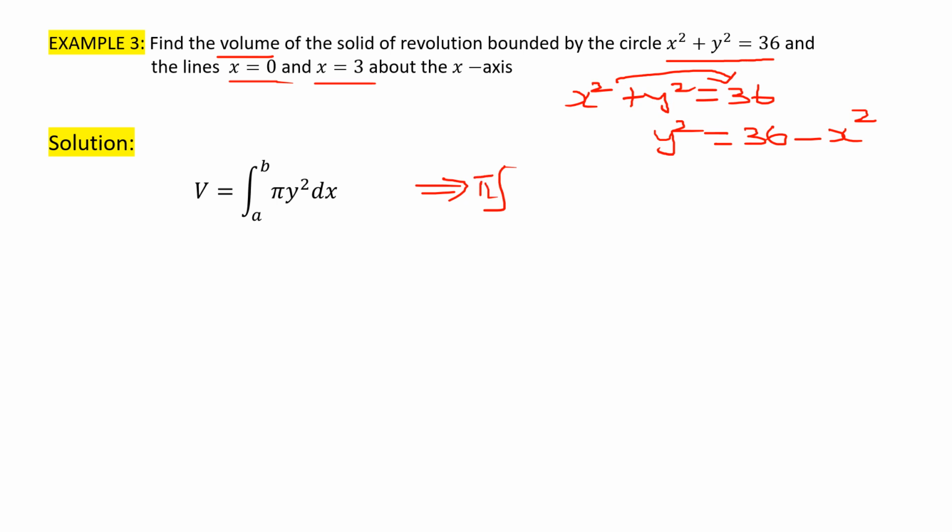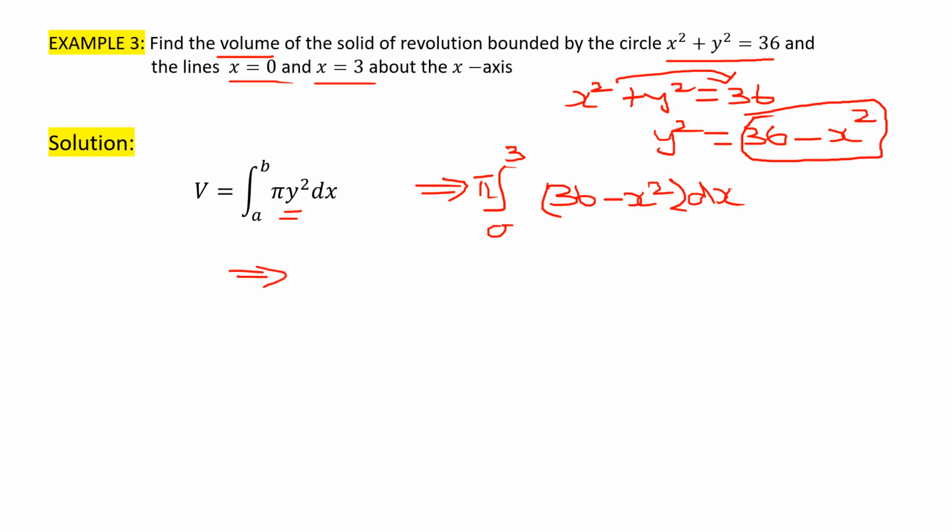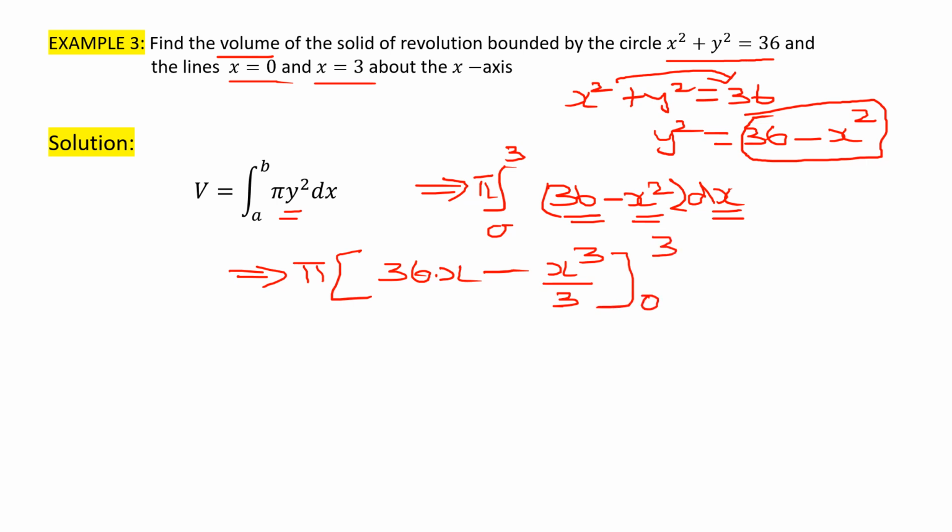So that's all. Now we can substitute in the formula. So we have pi is a constant, take outside. The limits are 0 to 3. Then we have y to the power 2. Here we have already y to the power 2, so just write the same value. So 36 minus x power 2 times dx. So this will give you pi integration of the first term 36 with respect to dx, that will give you 36 times x, minus integration of the second term x to the power 2, that will give you x to the power 3 over 3 between the limits 0 to 3.